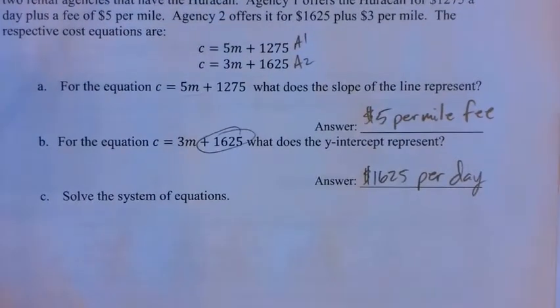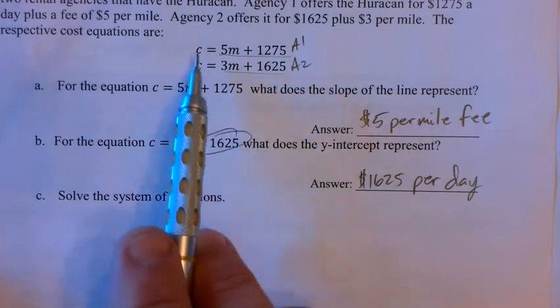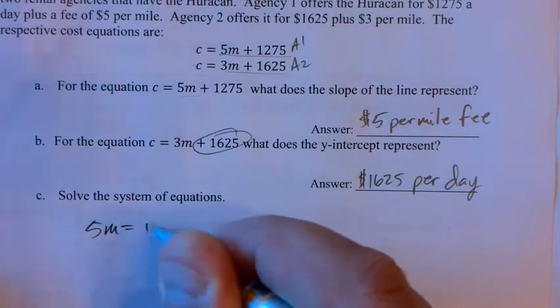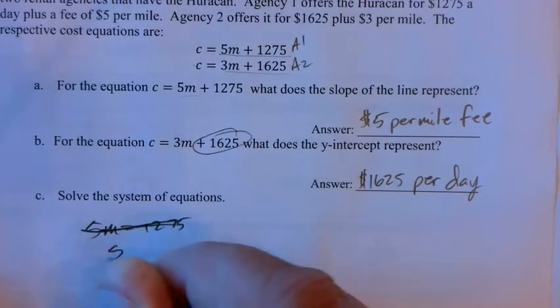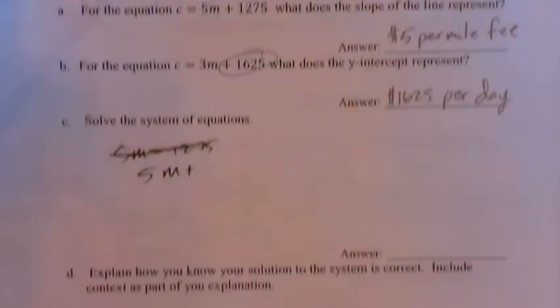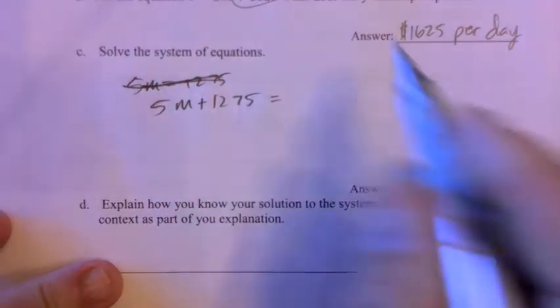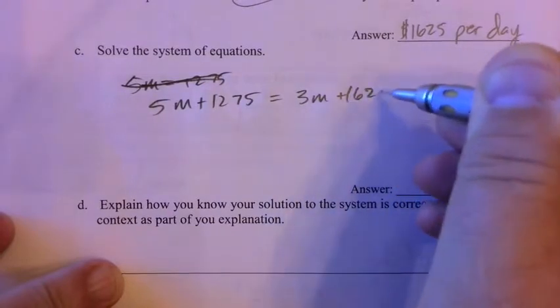Solve the system of equations. This equation is set up really nicely for substitution. I just need to set that equal to that since C equals both of those. So 5m equals 1275. No, dummy. 5m plus. Sorry, I'm being the dummy. Plus 1275 is equal to 3m plus 1625.